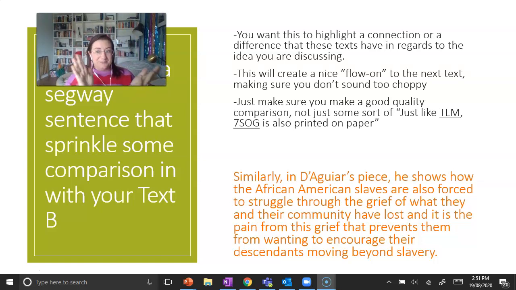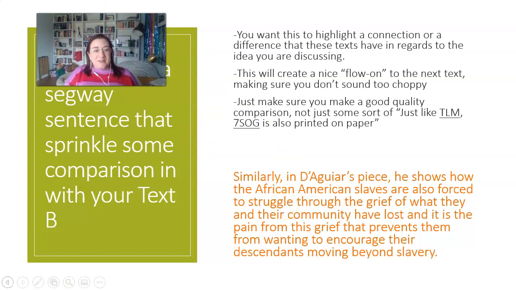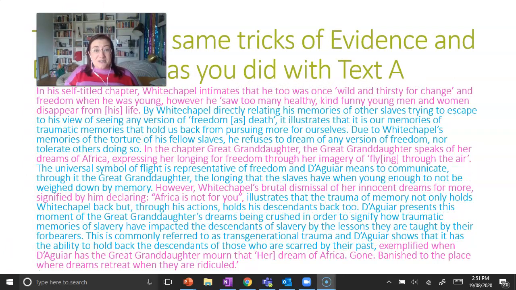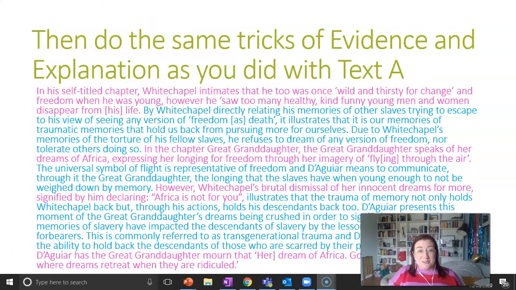So yeah, that's my piece of advice. All right, so looking at the next evidence and explanation, you literally use the same tricks that you used in your text A. I've got my evidence there in the pink, and my blue is my explanation.